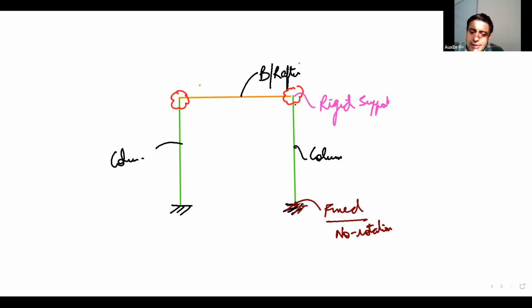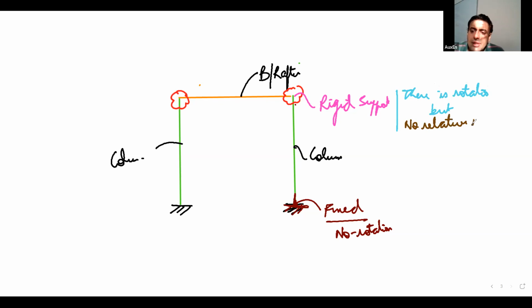Zero rotation you will get, so zero rotation between your column and the support system. In case of rigid support, there is rotation. Okay, there is rotation, but how it differs is that there is no relative rotation. There is rotation, but there is no relative rotation.